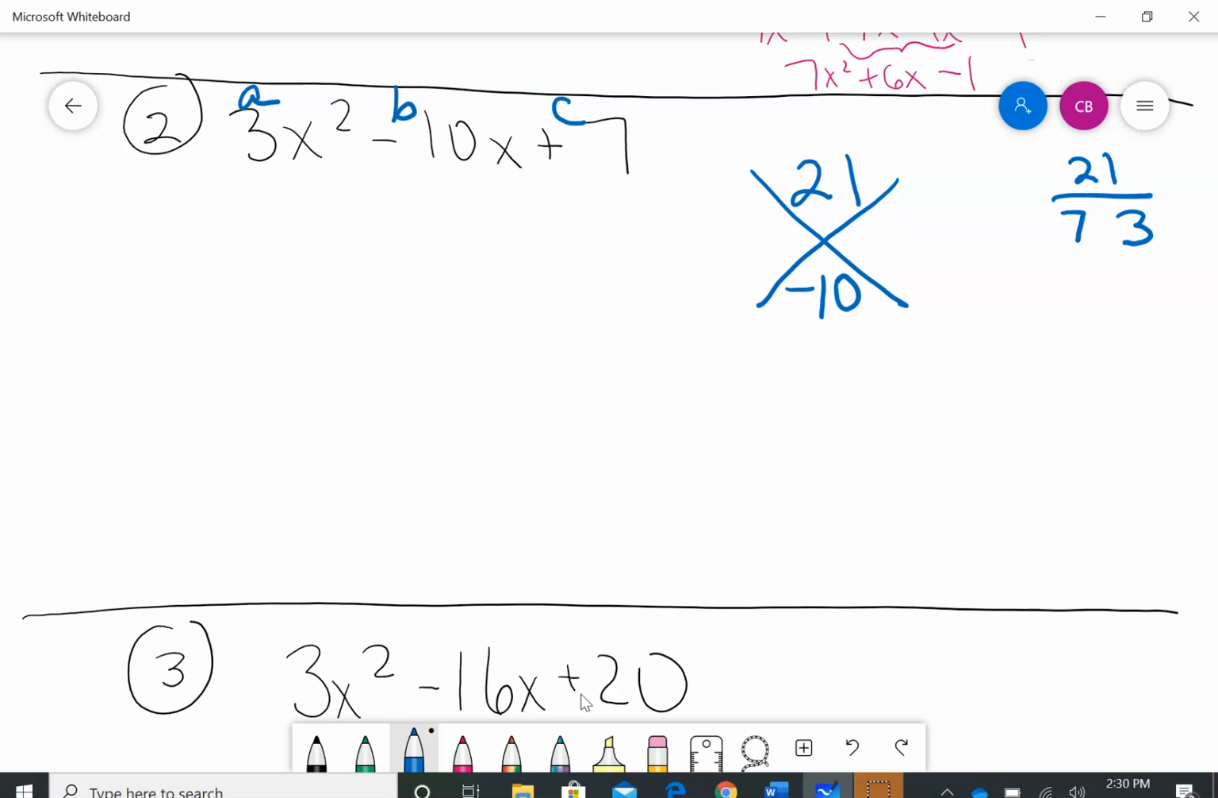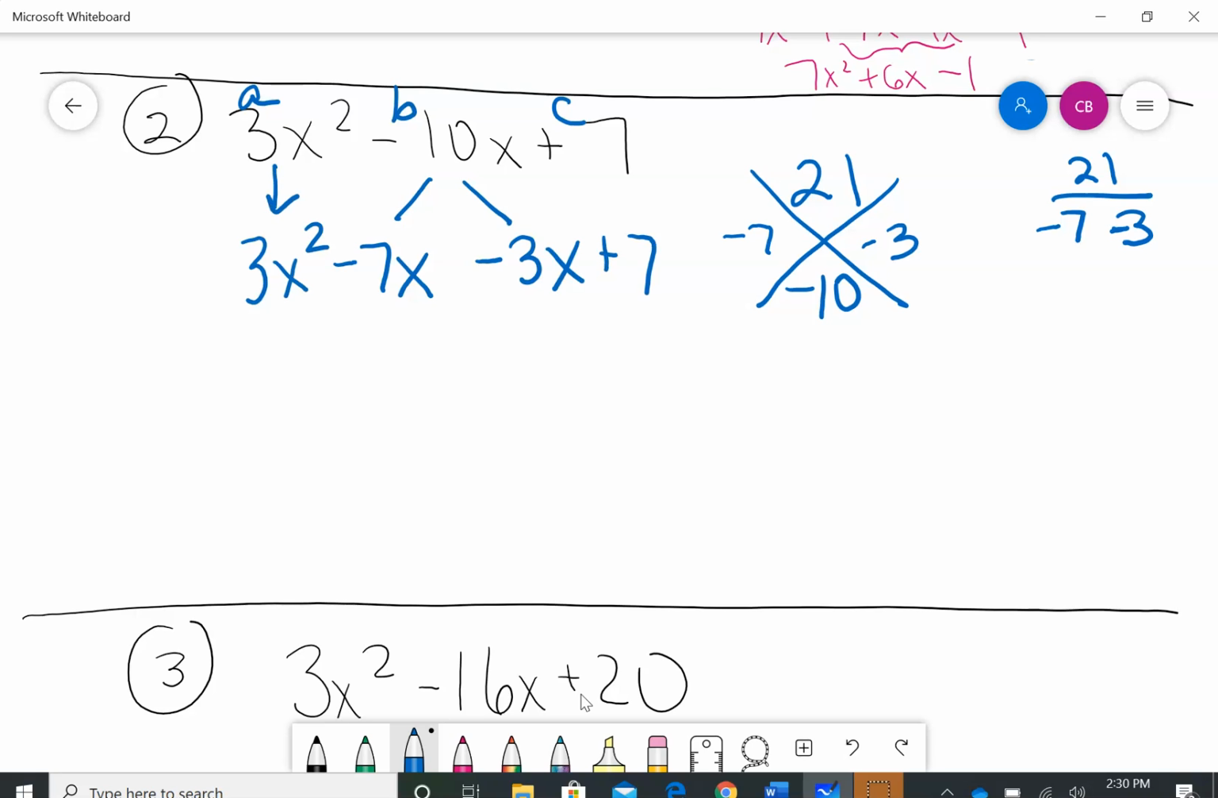Well, I know that 7 and 3 will give me a 10, but how do I make that a negative 10? Well, if you have a negative sum here and a positive product, that means that both of those signs have to be the same. And since we can't add two positives and get a negative, we're going to have negative numbers. So negative 7 and negative 3 are my numbers. So that is what I'm breaking this 10x down into. Alright, so now I'm just going to go ahead and factor this.